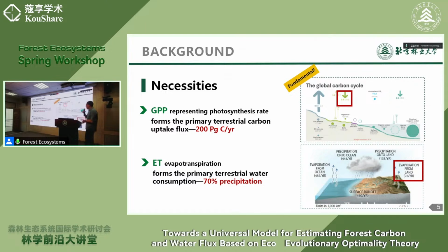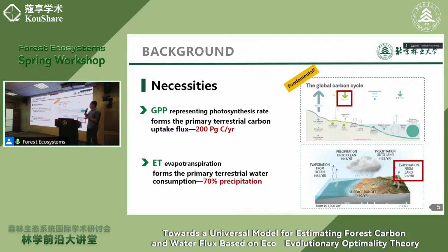And evapotranspiration is a combined word that contains the evaporation from soil and from the intercepted water and the transpiration from the vegetation. Evapotranspiration forms the primary terrestrial water consumption, where terrestrial water is converted from liquid into water vapor and goes into the atmosphere. About 70% of the precipitation on the terrain goes back to the atmosphere by the evapotranspiration process.